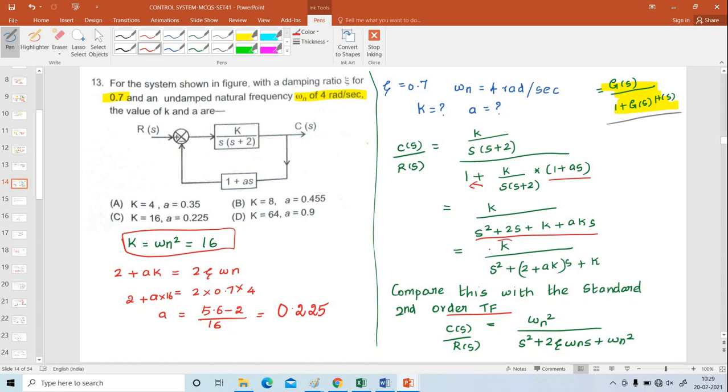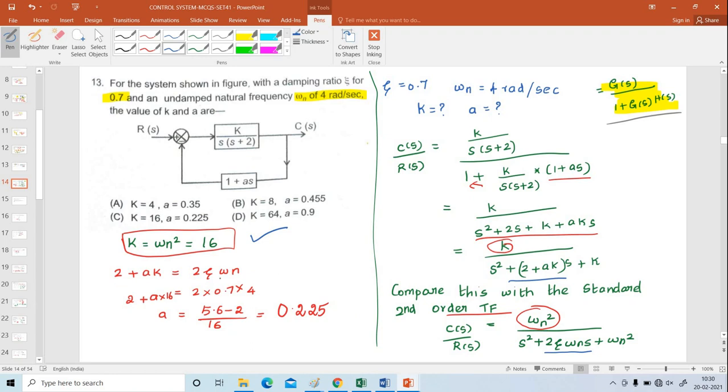Here, what is omega n square? Comparing both, omega n square equals K. Already omega n is a known value. So first we have to find out the value of K. K is omega n square, that is 16. And next take the second term, the coefficient of S: 2 zeta omega n is equal to 2 plus AK.